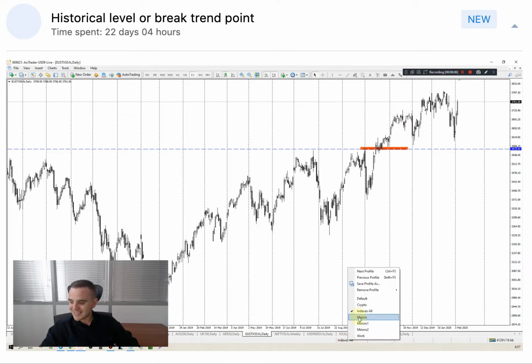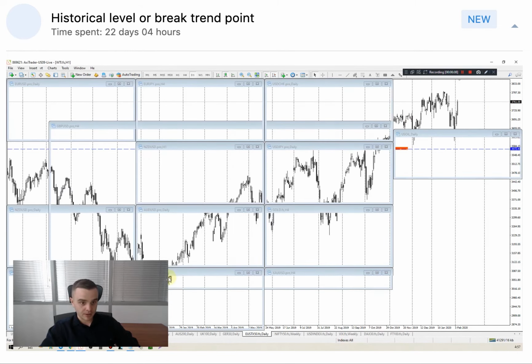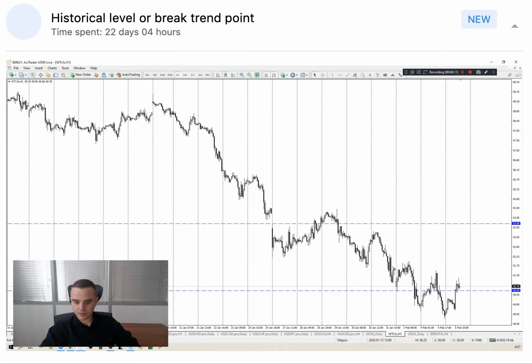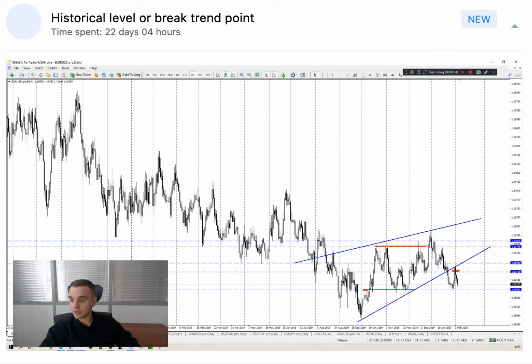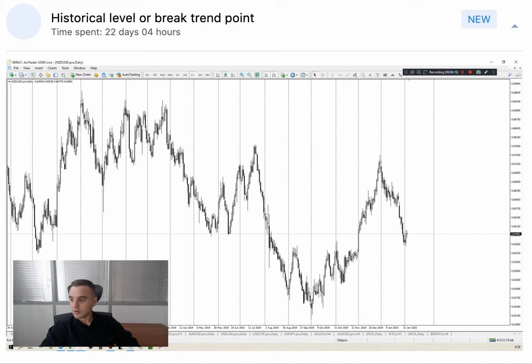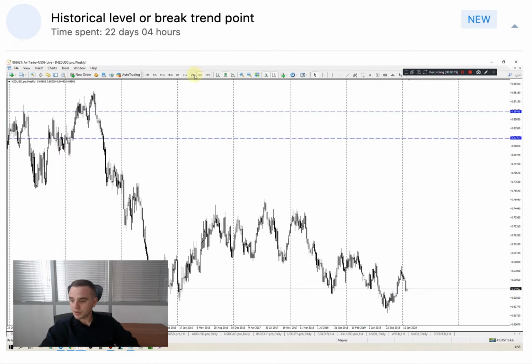Let's open some examples on currency pairs, because I think for you it's also important to see it on currency pairs. Currently it's hard to speak about it here.